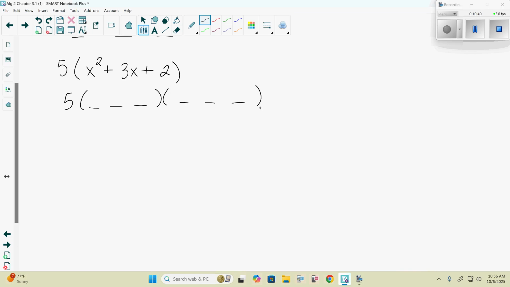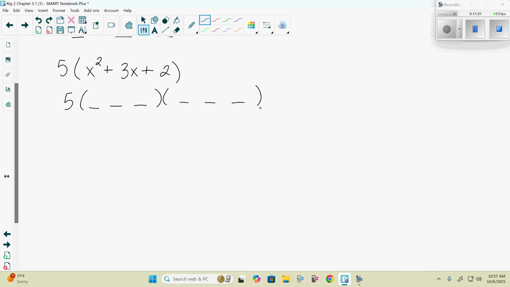Step number 3, find the sign. If the third term is positive, the signs are the same and match the sign of the middle term. If the third term is negative, the signs are opposite. So our third term in this case is 2, yes? Because that's our third term. And the 2 is positive or negative? Positive. So the signs are the same and going to match the sign of the middle term.